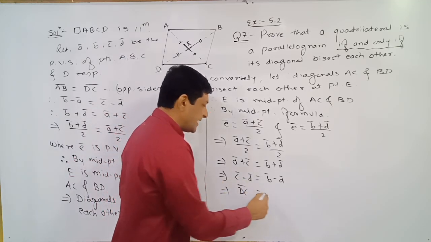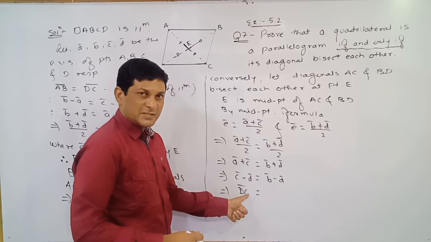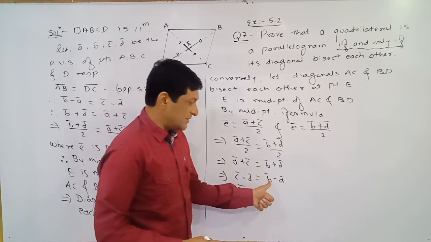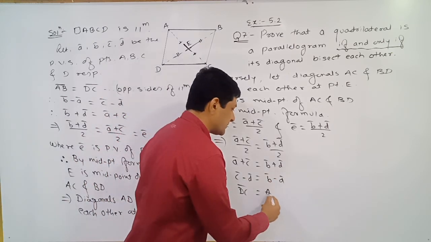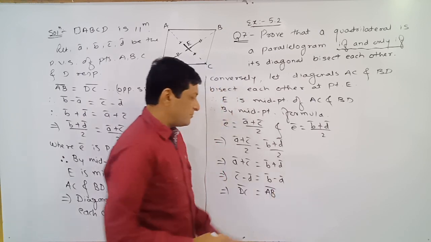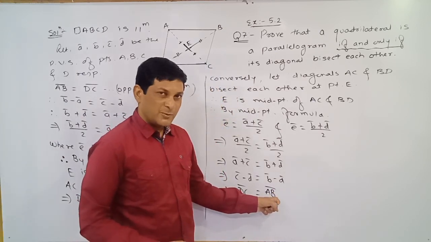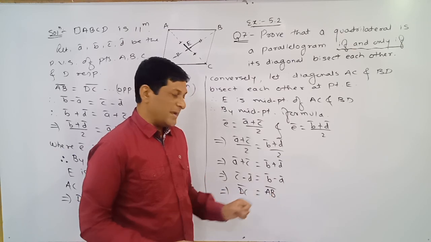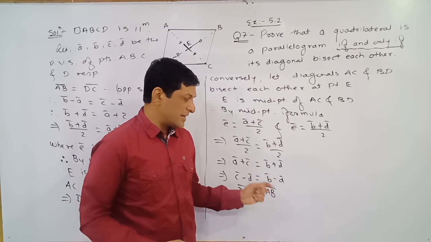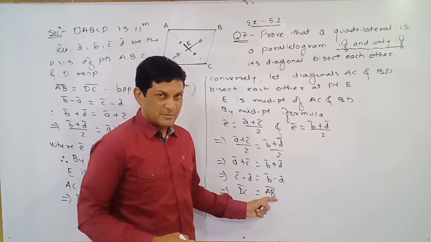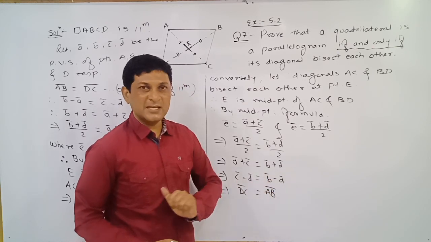We know that DC bar in terms of position vector can be written as C bar minus D bar. In the same way, BA bar in terms of position vector can be written as B bar minus A bar. In the same way, B bar minus A bar can be expressed as AB bar.